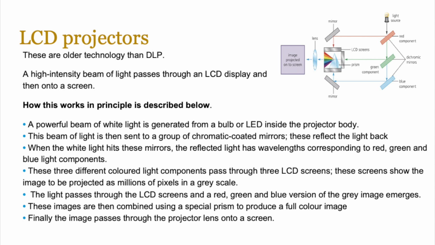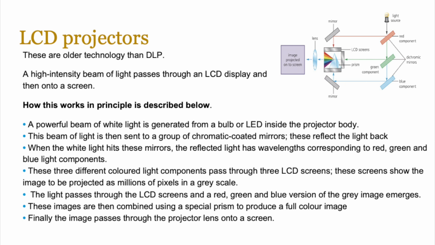So you've got a powerful beam of white light generated from a bulb or LED inside the projector's body. This beam of light is then sent to a group of chromatic coated mirrors. These mirrors reflect the light back. When the white light hits these mirrors, the reflected light has wavelengths corresponding to red, green, and blue light components.